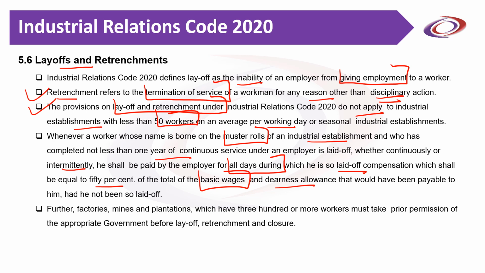Further, for the factories, mines, and plantations that have 300 or more workers, they must take prior permission of the appropriate government before they make effective any layoff, retrenchment, or closure. So the employees get proper compensation in the case of layoff or retrenchment. This is covered under the Industrial Relations Code.